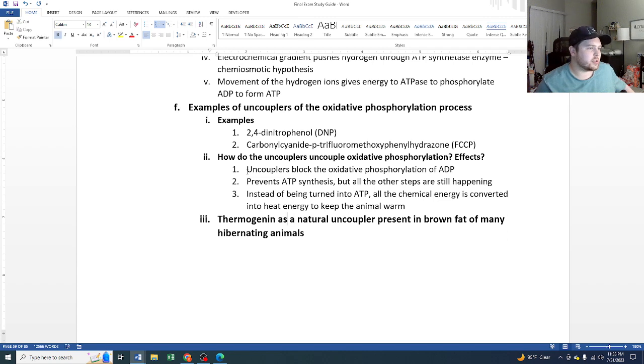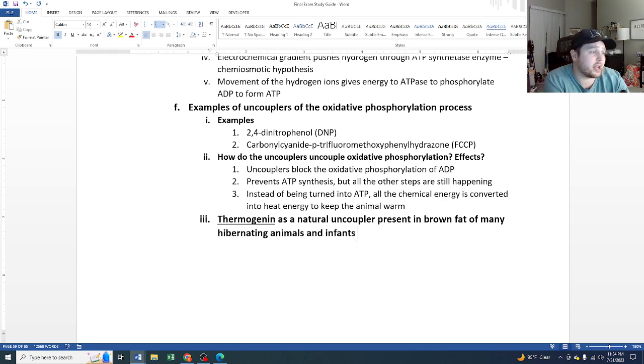The one that you do want to know is right here. This thermogenin is a natural uncoupler present in brown fat. It says of many hibernating animals, also of infants. Babies have brown fat. Essentially, what it's doing is the entire electron transport chain is going to be running, doing its thing in those mitochondria. But rather than producing ATP and energy, it's just producing heat. It's to maintain the body temperature of the animals without having to produce a whole bunch of energy.